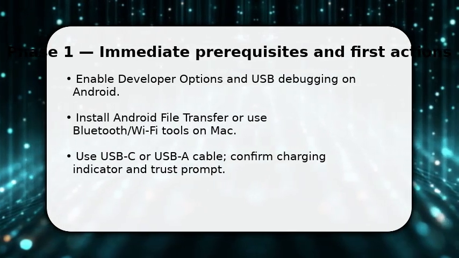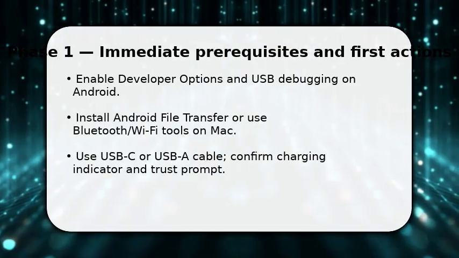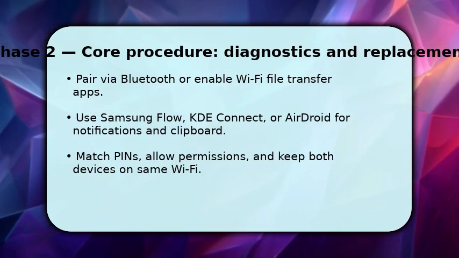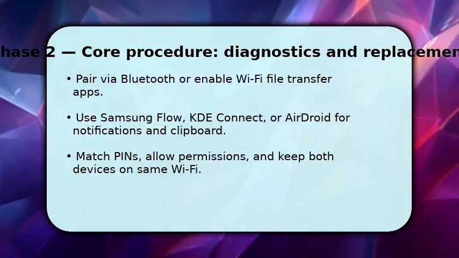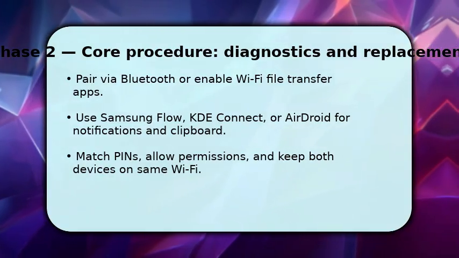Next, you choose wireless linking so you can move files and mirror notifications. If you prefer Bluetooth, pair the devices and confirm matching PINs. Bluetooth is simple but slower for large files.